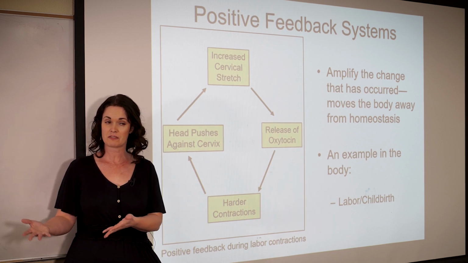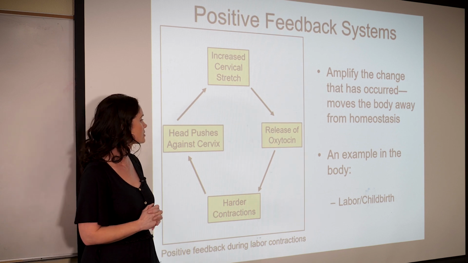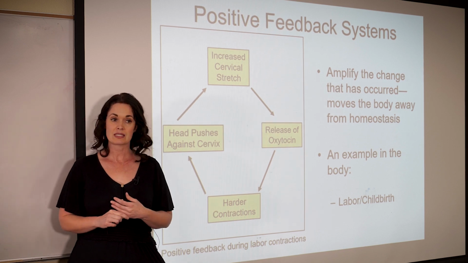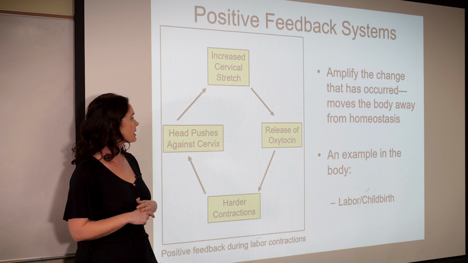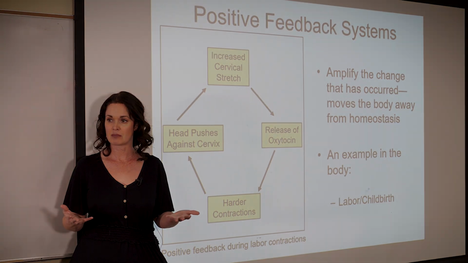Because if it were negative feedback, it would negate the change, and that baby could never be born because the cervix would never stretch enough. So we do see childbirth and blood clotting as examples of positive feedback that happen in the body. So that, in a nutshell, is homeostasis. Negative feedback helps to maintain that homeostasis, and we had a little bit of a discussion on positive feedback as well.